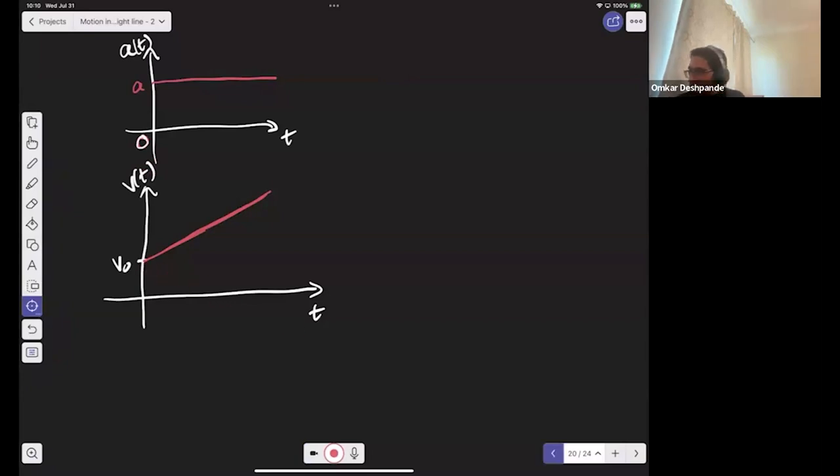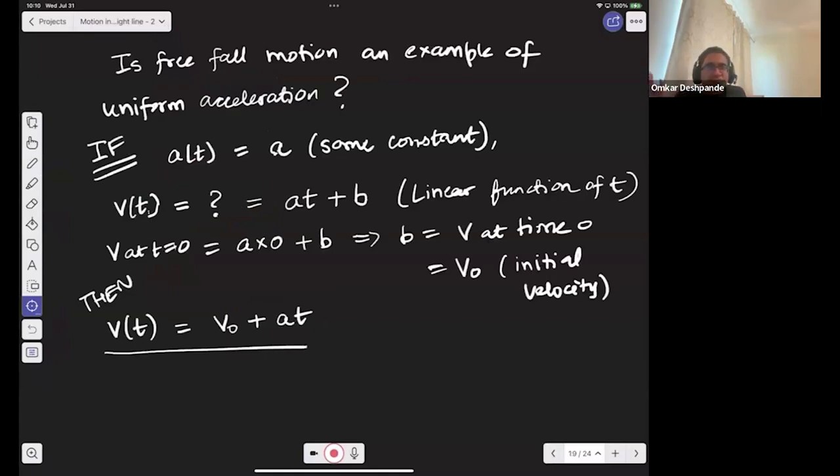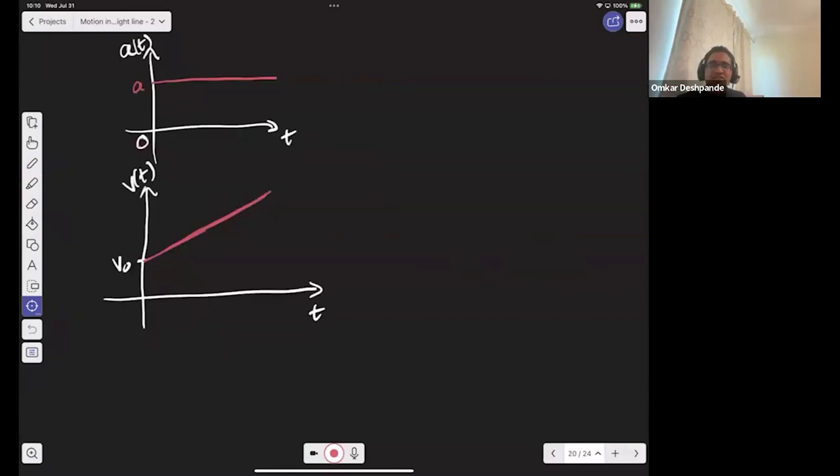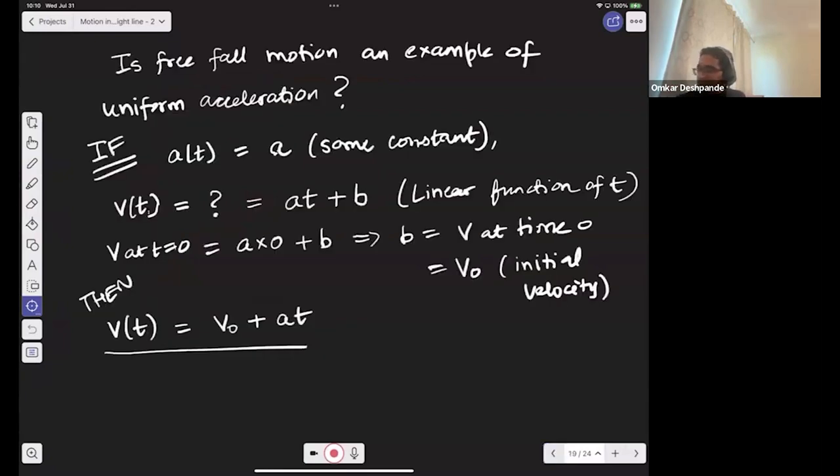So this makes sense. This is what the math is leading to, right? I'm not even looking at anything in the external world right now. I'm just saying if the rate of change of velocity is constant, then the velocity function has to be a linear function with v0 being the initial velocity and a being the acceleration.